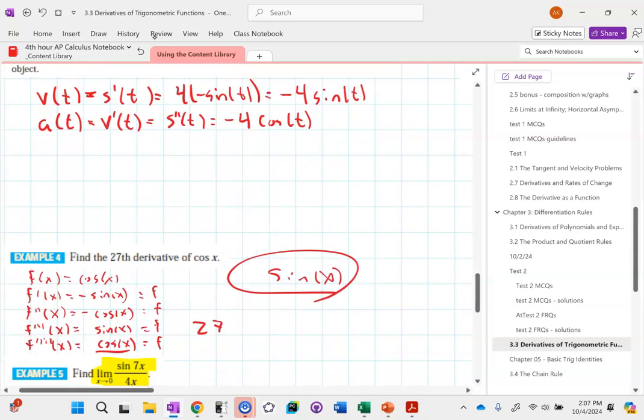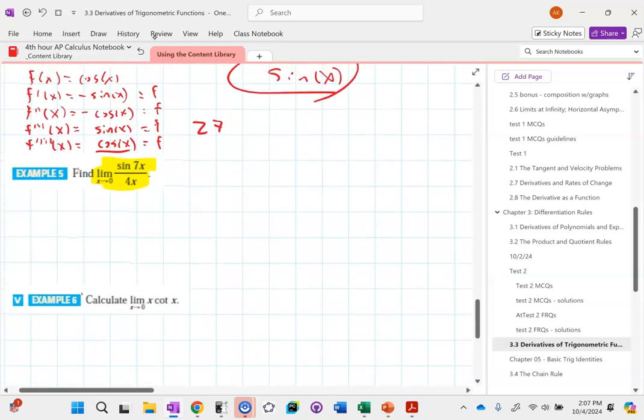Now, right now, I have 7x on top and 4x on bottom. I need those to be the same. Which one will I be able to change easier? The 7x inside the sine or the 4x? The 4x. What do we need that 4x to be? We need it to be a 7x, right? If that's a 7x, I know exactly what to do. You guys agree?